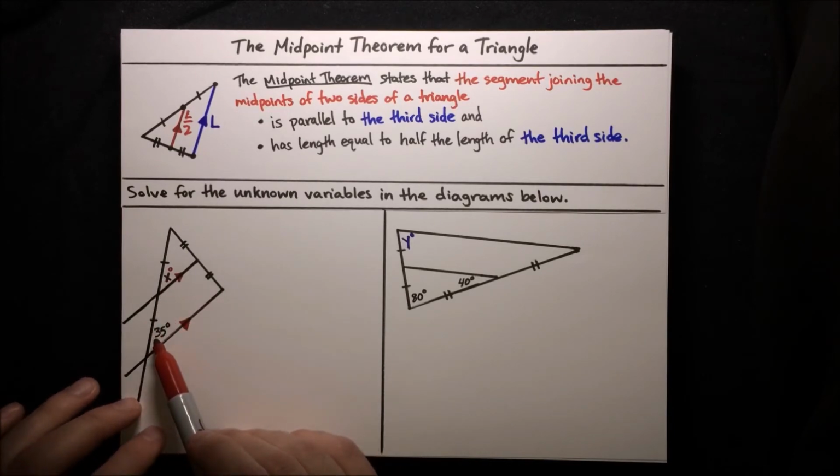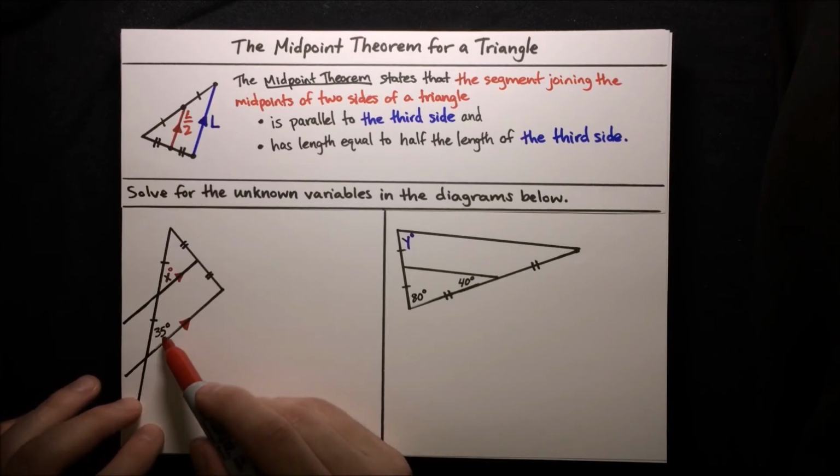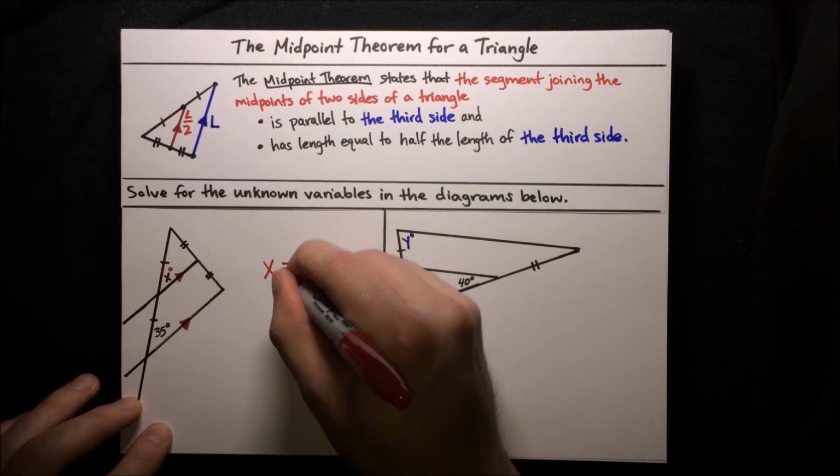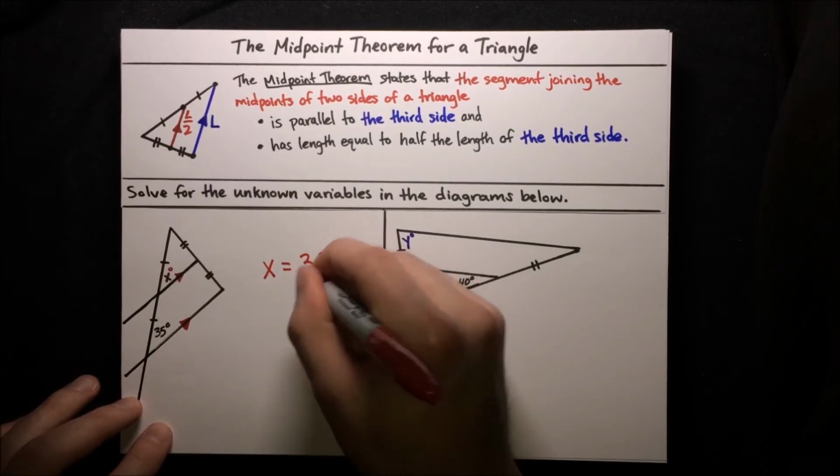X and 35 degrees, these are corresponding angles. And corresponding angles, we know that those are congruent. They have the same measure. So X is just equal to 35.